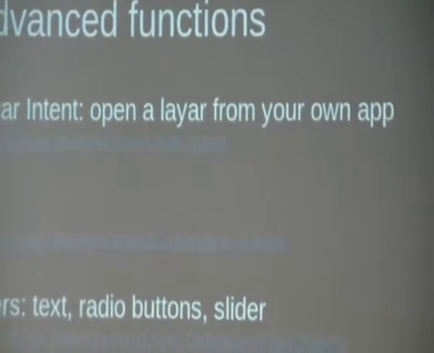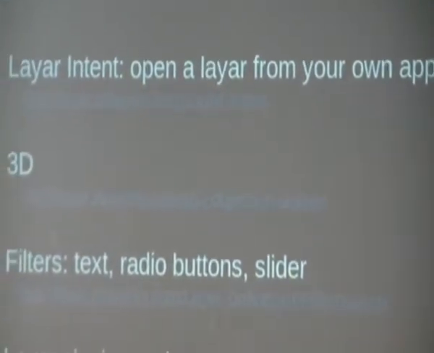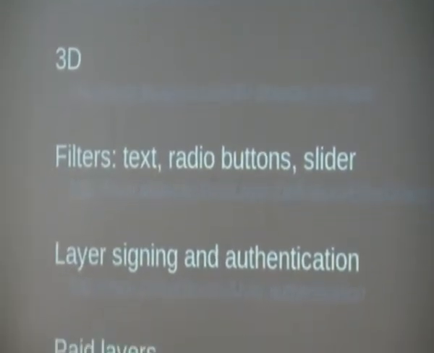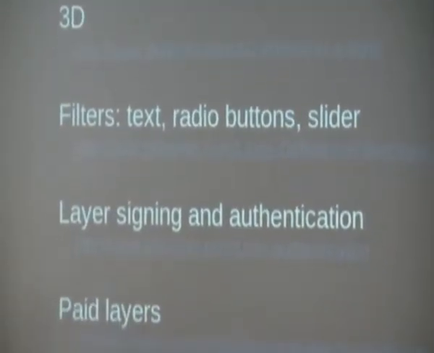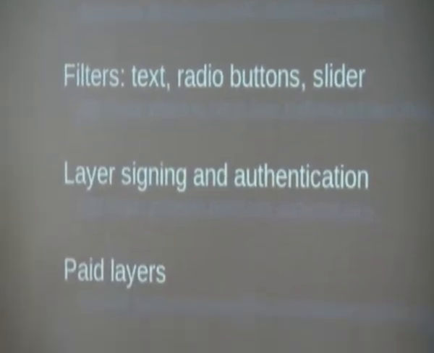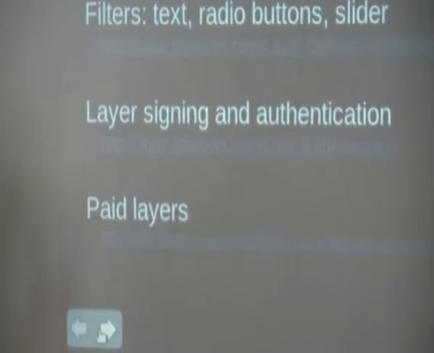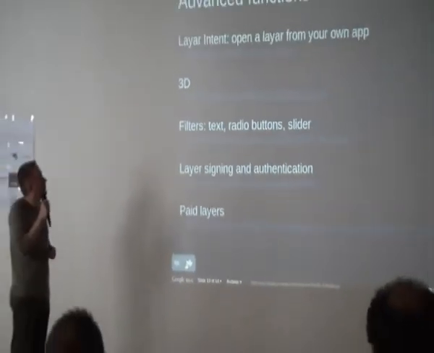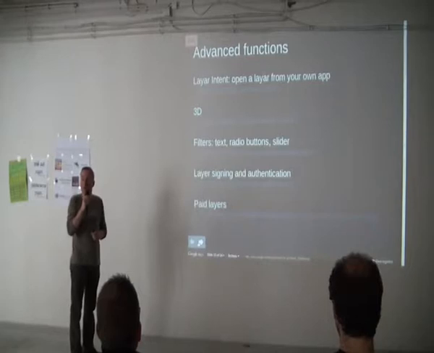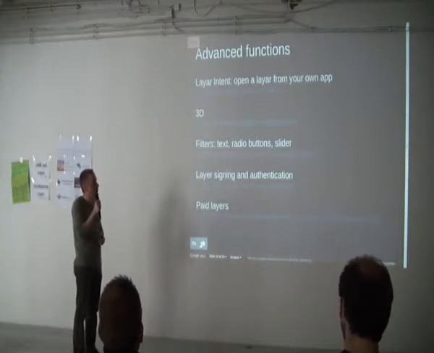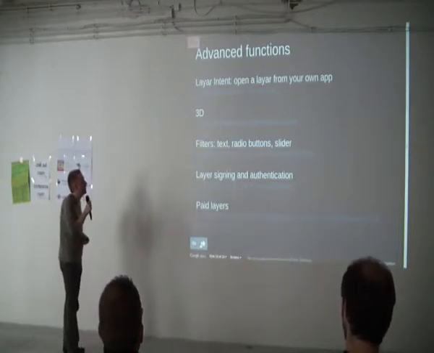For example, there is a layer intent, which means you can open a layer from within your own application. If you have another app running on the mobile device, you can ask Layar to automatically open a specific layer in the client application. There's a possibility in the most recent version to do 3D points of interest. So basically, you can have your 3D models that will be shown on top of the camera view.